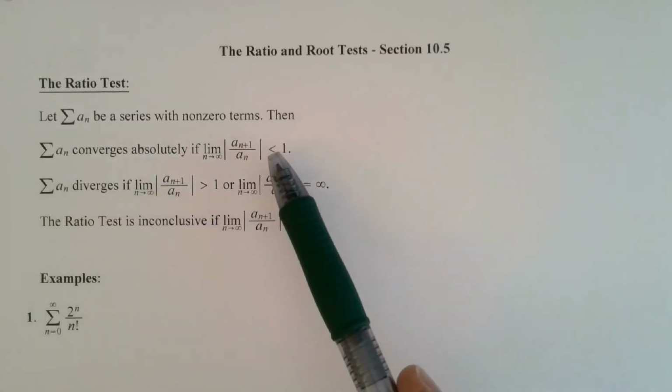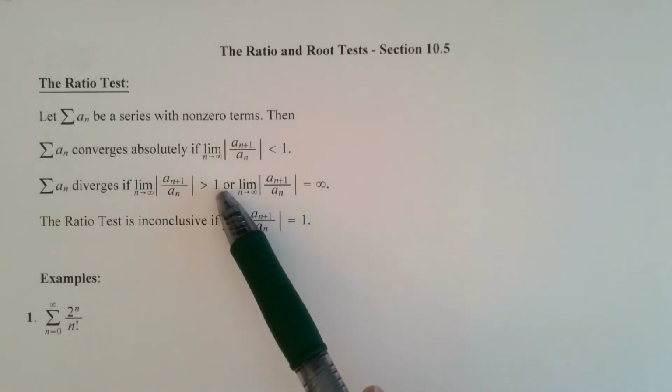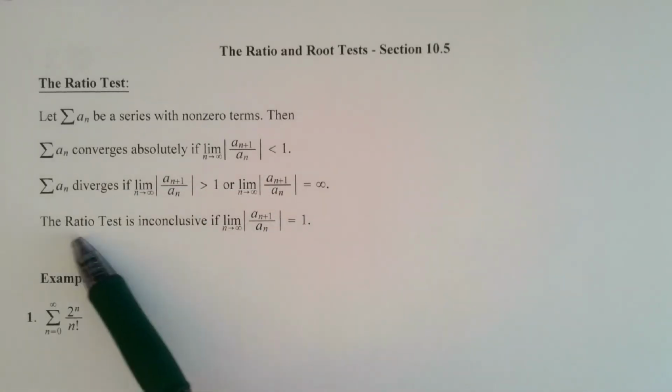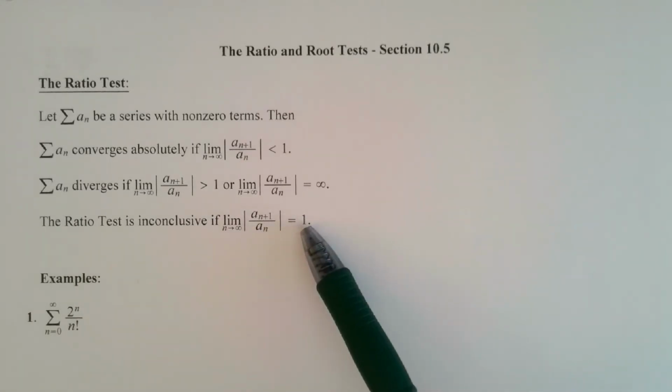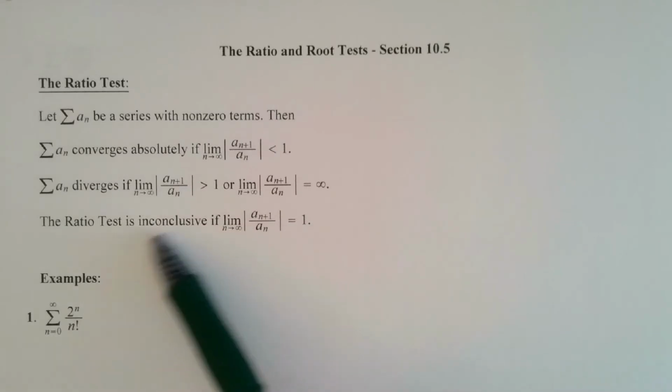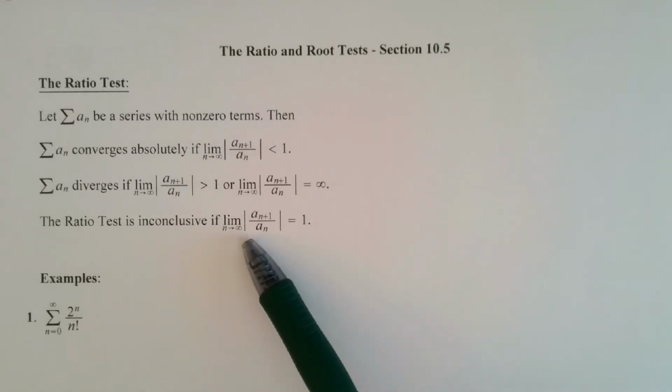Now, of course, for less than 1 and greater than 1, what's that leave us? 1. What if the limit of this is 1? Well, the ratio test is inconclusive. There are examples of series where this limit is 1 and the series diverges, and examples where the series converges absolutely. So we would have to do some other test in this case.